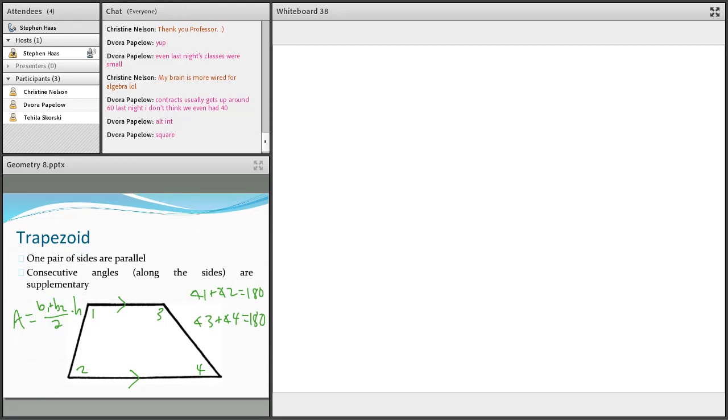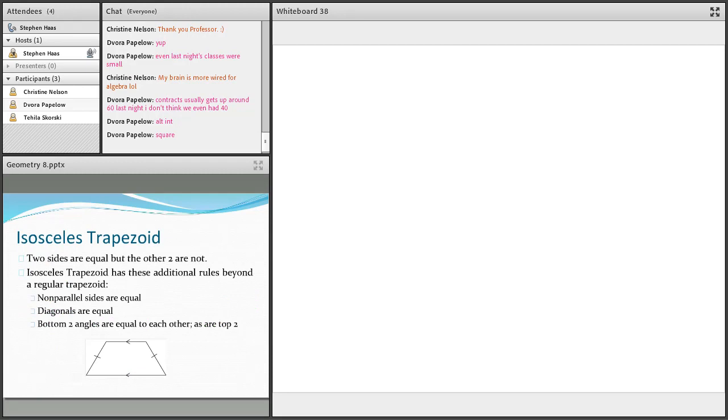And then we've got a special type of trapezoid, which is the last slide here, an isosceles trapezoid. Two sides are equal, but the others are not. On the bottom over here, we've got a trapezoid because one set of sides are parallel, and the other set of sides are not parallel. And it's an isosceles trapezoid because the two sides are equal to each other. Okay, what are some of the special rules over here? Well, the non-parallel sides are equal. That obviously is what makes an isosceles trapezoid.